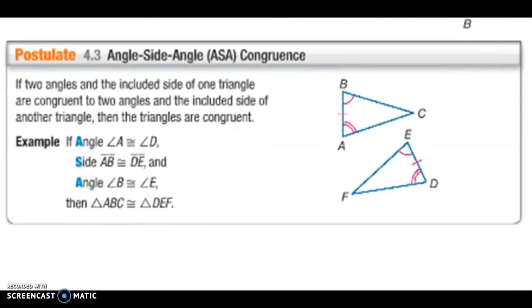So we have what's called the angle side angle congruence. And so what that says is if I have an angle, let's say angle B is congruent to angle E, and I have a side, BA is congruent to ED, and then I have another angle A here is congruent to angle D, that means that my triangle is going to be congruent. Angle, side, angle.